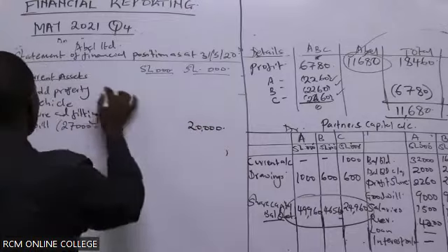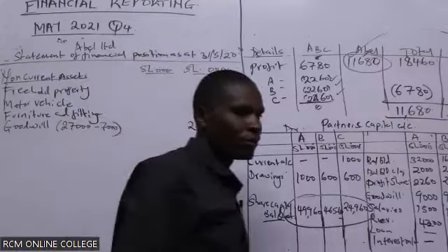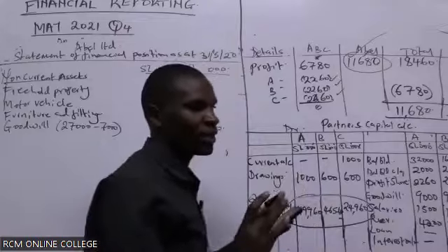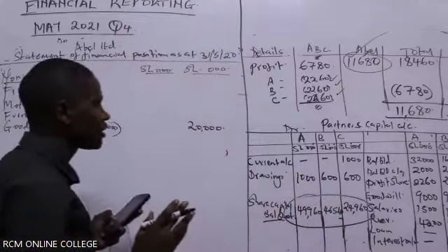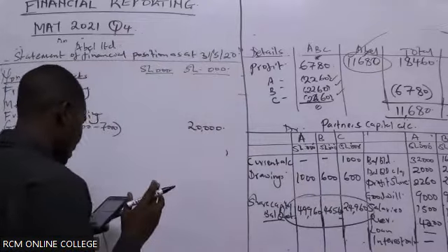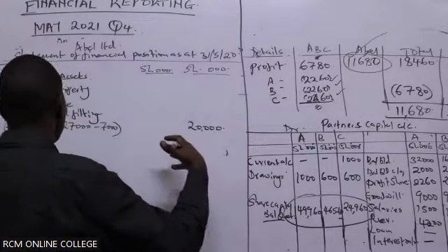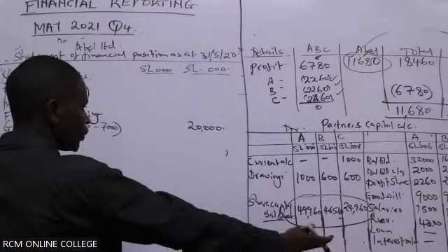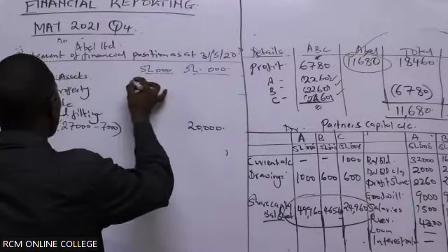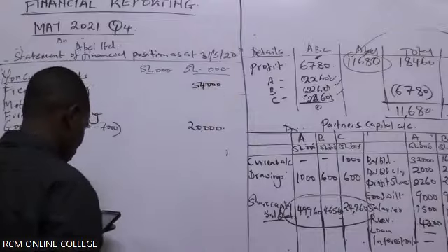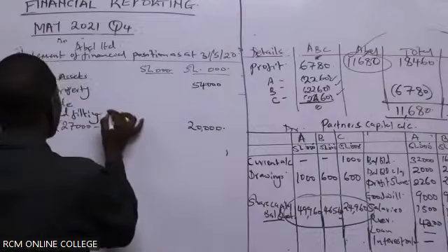So what about my freehold property? Freehold property, you go direct. There was no depreciation for the year. Remember what we subtract is depreciation for the year. Accumulated depreciation was taken care of below. So I'll be having 54,000. Furniture and fitting, 4,800.